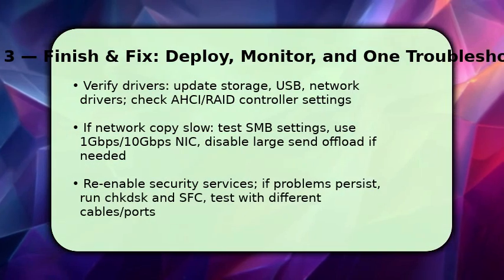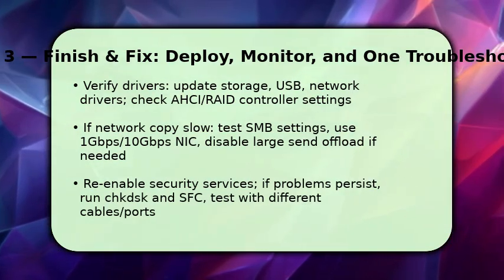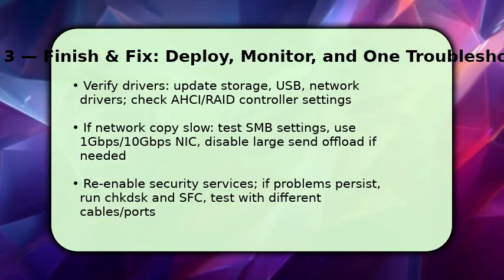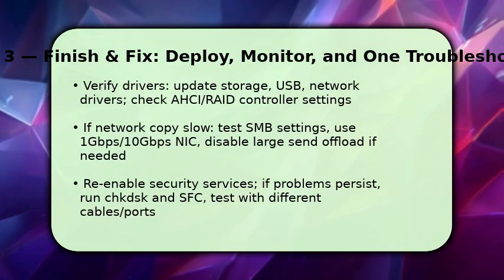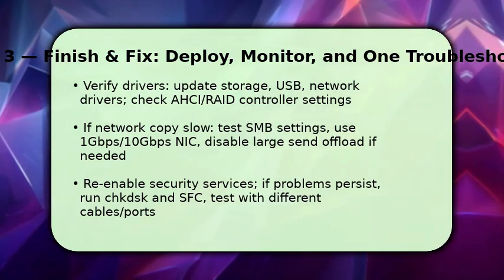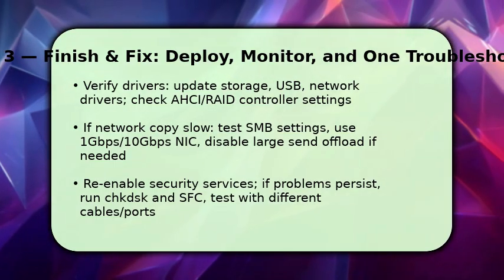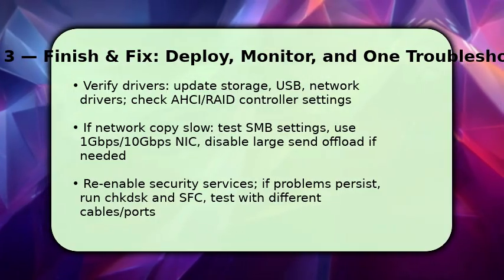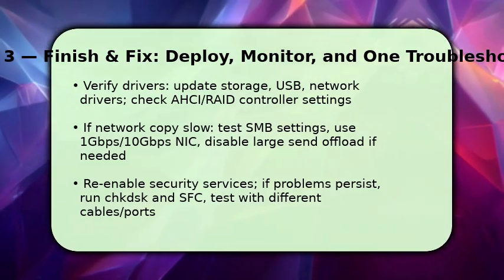You finish by updating drivers for storage, USB, and network adapters, and verifying controller modes like AHCI versus RAID. For network copies, confirm link speed, use 1 Gbps or 10 Gbps NICs, and test SMB tuning. Disable features like large send offload if they harm throughput.